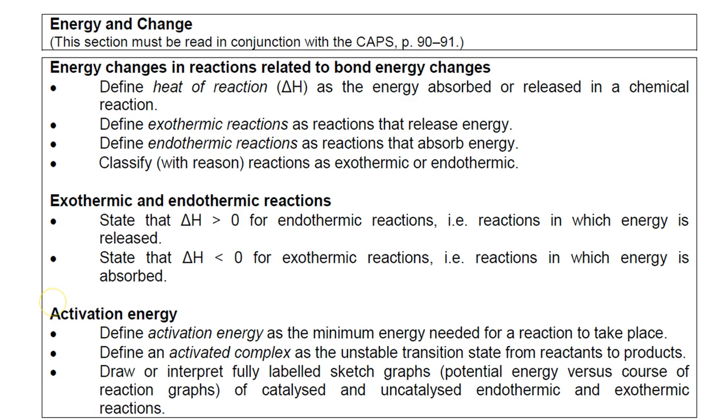During a chemical reaction, you have your reactants and your products, but in the middle you have something called an activated complex. We're going to discuss this also a bit later. We're also going to look at the influence of a catalyst in a certain reaction.